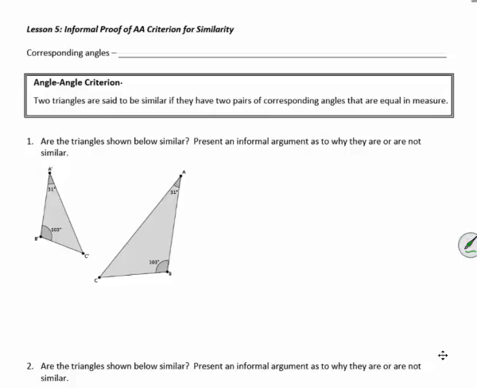So we need to know what corresponding angles are. Corresponding angles, a lot like in parallel lines, are angles in the same position.